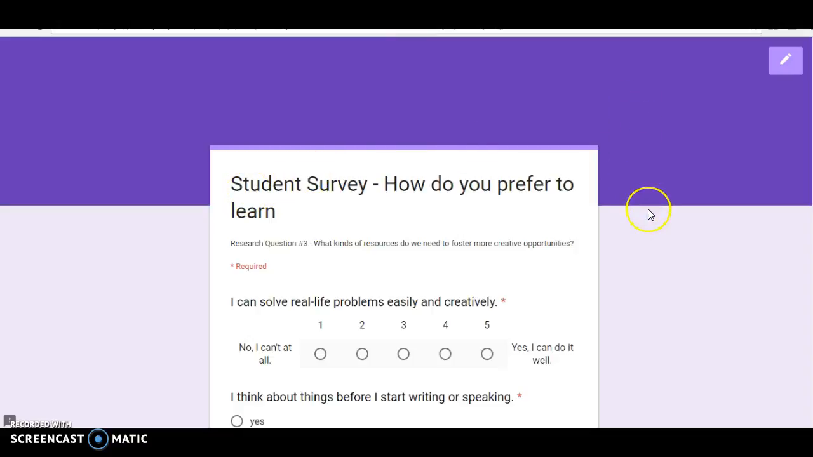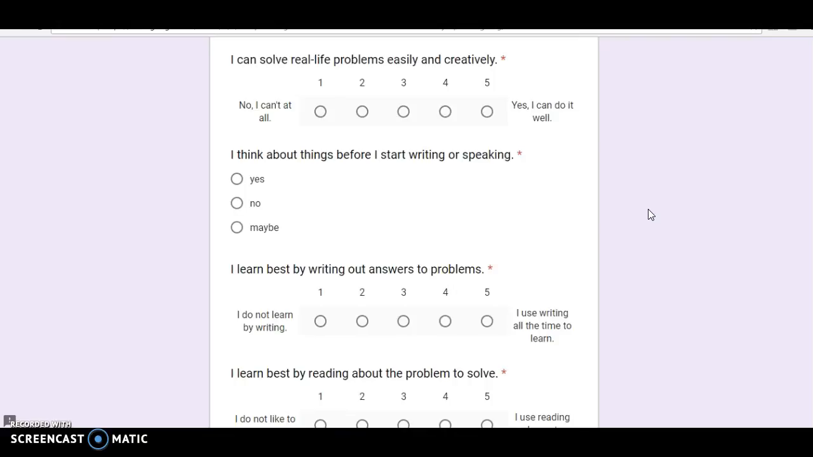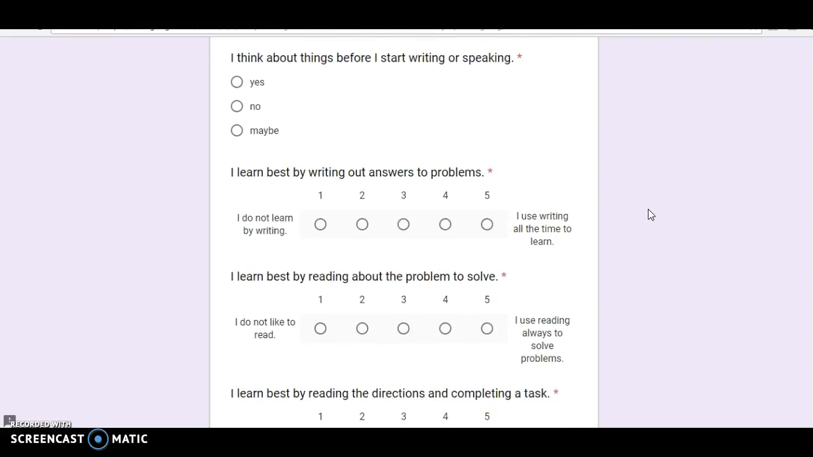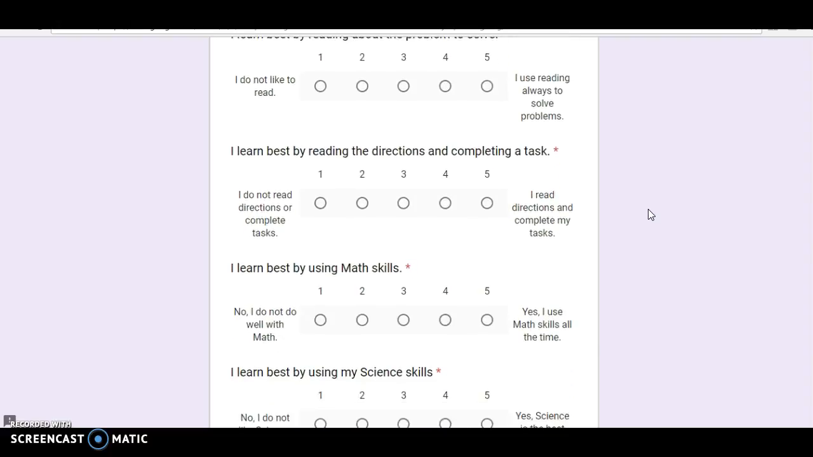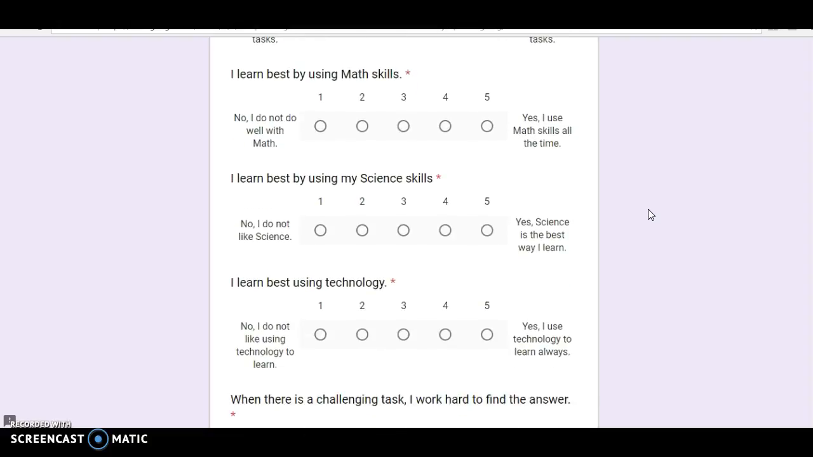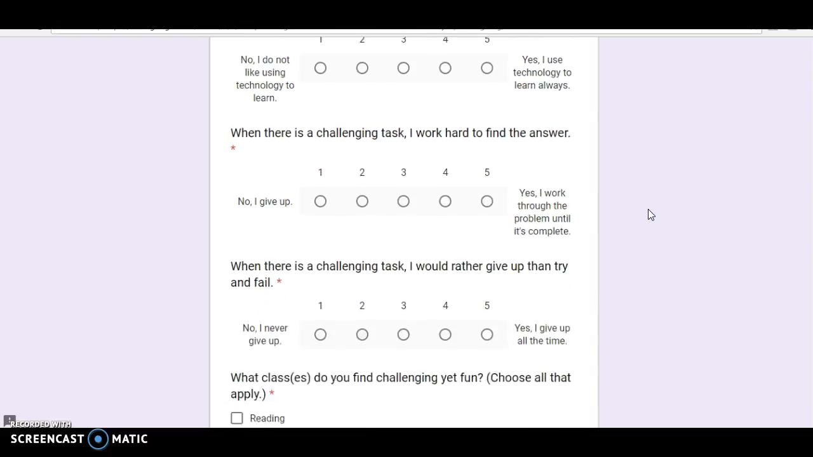First, students rate themselves on how well they can solve problems. Then they are all asked about how they analyze the solutions to problems by thinking first, writing, reading, using math, science, or technology skills. The students are then asked to rate themselves again about how they complete challenging tasks and what subject areas are challenging yet fun.